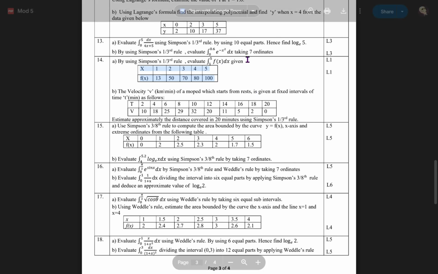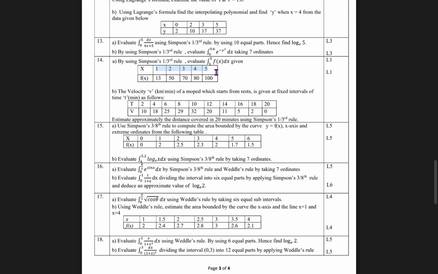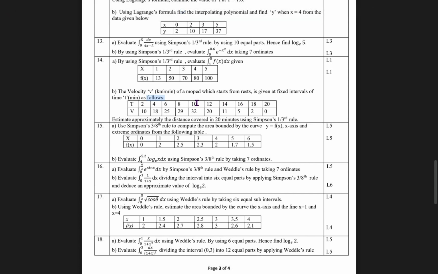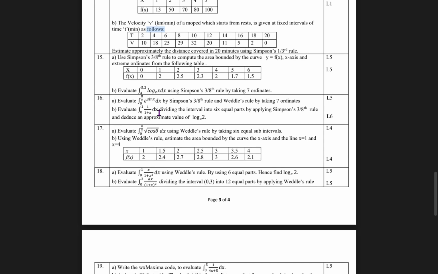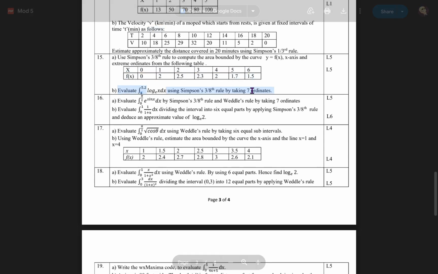Oh yeah, don't forget to find h, which is also given here. Basically h is much easier to find. H is basically the width. So the width here is what? 1, 2, 3, 4, 5. So width here is 1. Here the width is 2: 2, 4, 6, 8, 10. Basically the difference between two intervals. Here also they have given us the table. Now this is the question which I did, I believe, in the 3 by 8 rule.